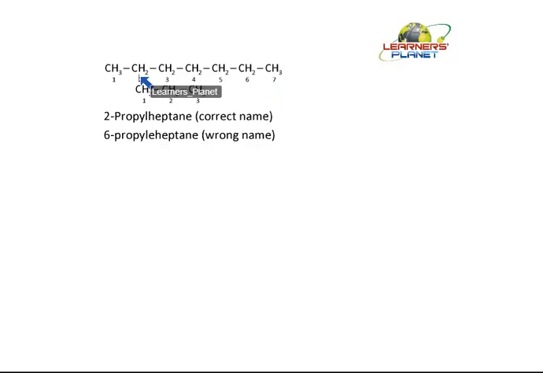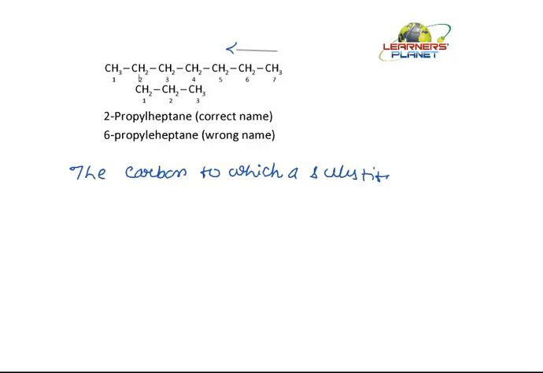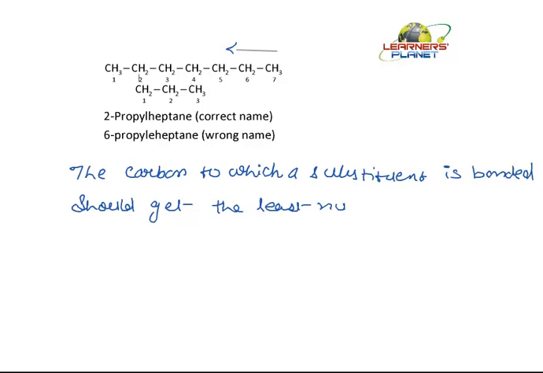2-propyl heptane. Count the number of carbon atoms. It's 6. And the number assigned is 2. This is the correct name. 6-propyl heptane: how will I get this name? I will get this name if I am counting from right to left. So what am I getting? I am getting 6-propyl heptane, which is a wrong name. Why? Because there was one more rule, that the carbon to which a substituent is bonded should get the least number. So that is why your second name is wrong.